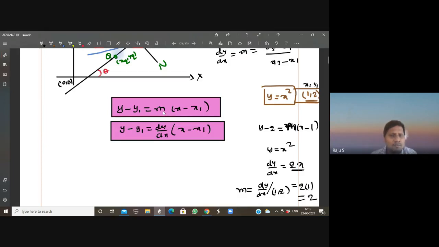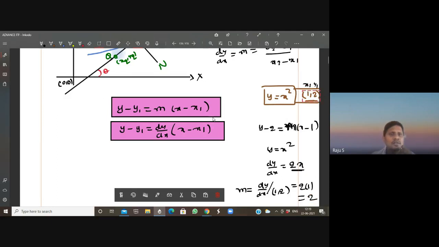Whenever m is not given, just differentiate the given curve and find dy by dx. After finding that, you can substitute the given point in place of x and y. So you are going to get dy by dx as a numerical value. Remember that slope is always a numerical value. It should not be a variable, right? So here we got dy by dx as 2, and we know that x1, y1 is 1 comma 2.